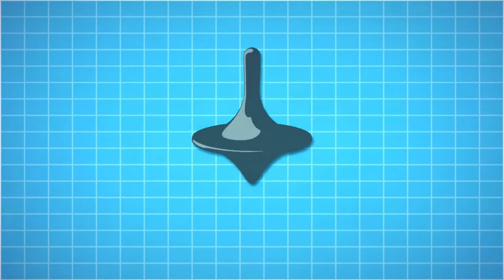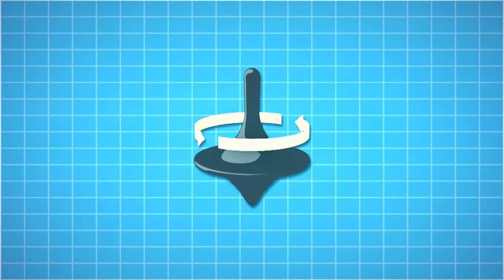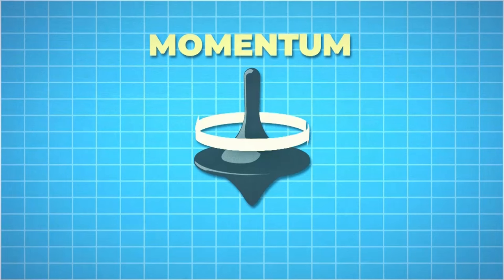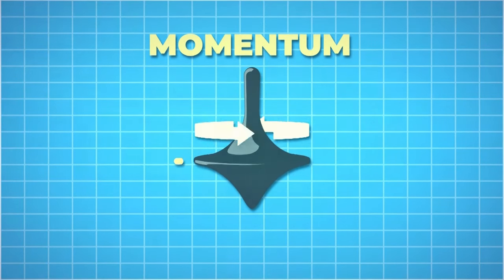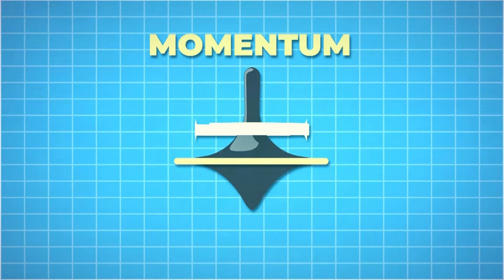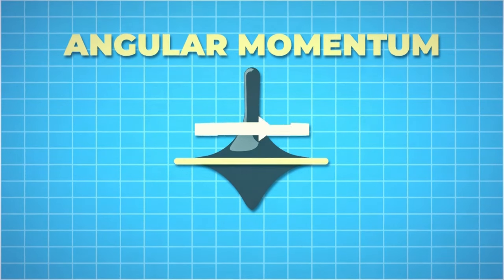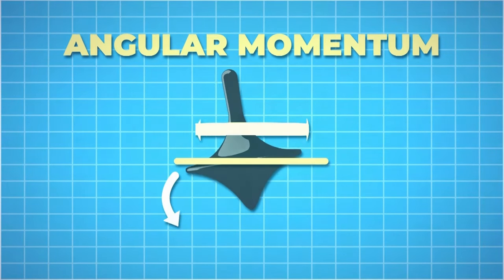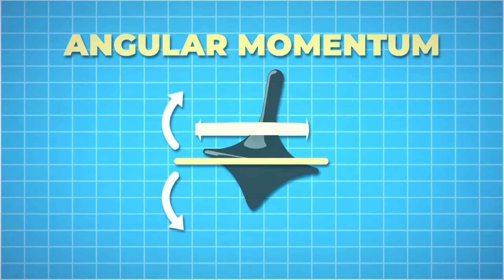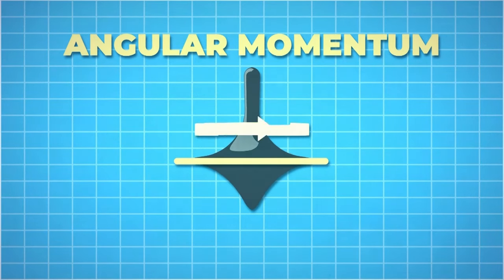Now, a top doesn't go in a straight line, it spins around, but it still has momentum. It's an object in motion, and even though it's spinning, it still does want to go in a straight line. It's just that that straight line is here. We call this angular momentum. To make a top move this way, or that way, would take an outside force, so it stays upright as long as it has enough momentum.